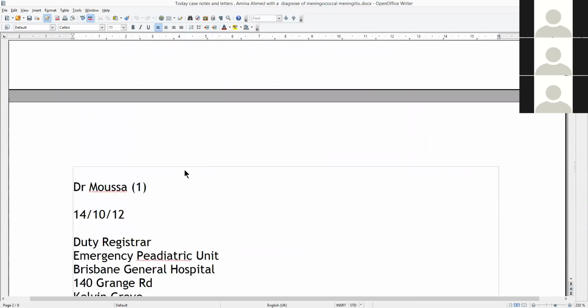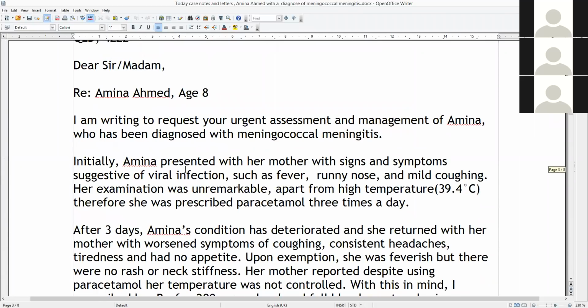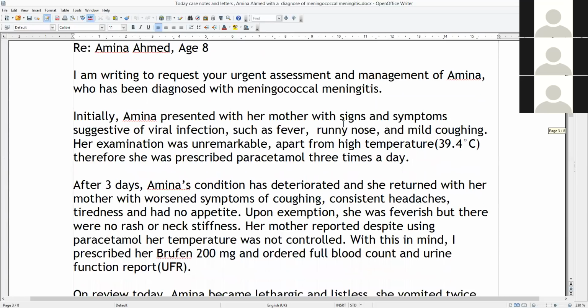So let's get straight down to business. Dr. Musa, I'm writing to request your urgent assessment and management of Amina, who has been diagnosed with meningococcal meningitis. Okay, good. Urgent assessment and management. Initially, Amina presented with mild symptoms associated with infection, such as fever, runny nose, marked coughing, and high temperature. So just a viral infection.